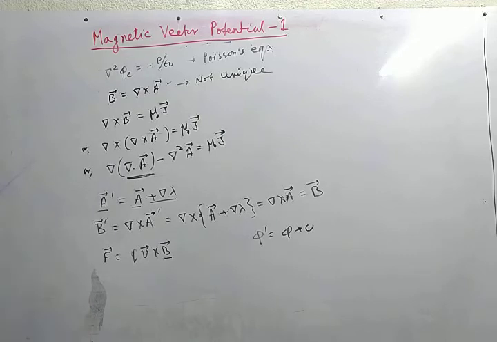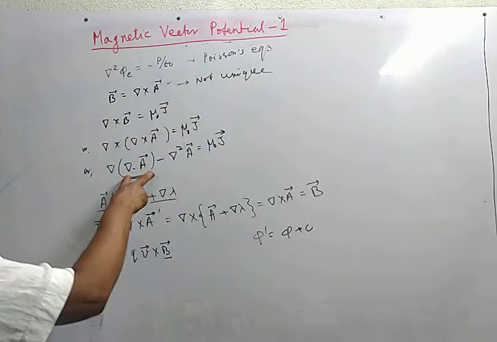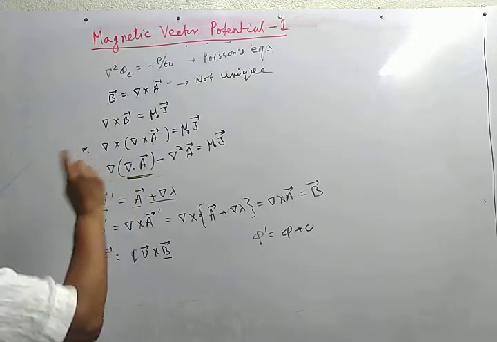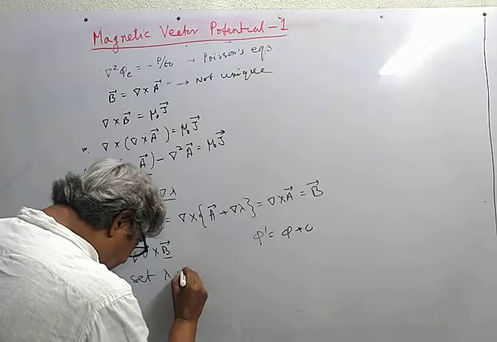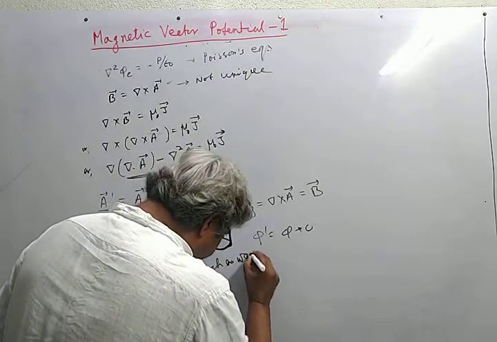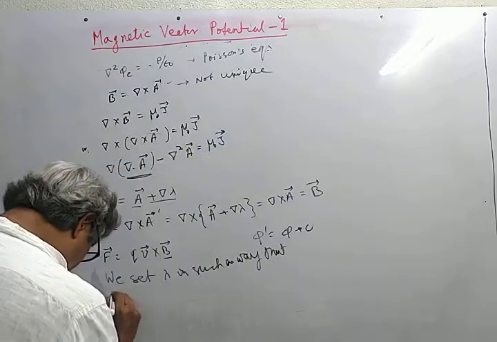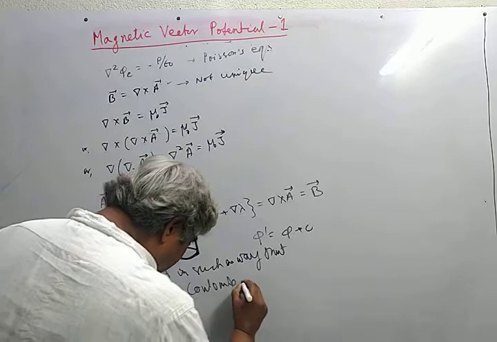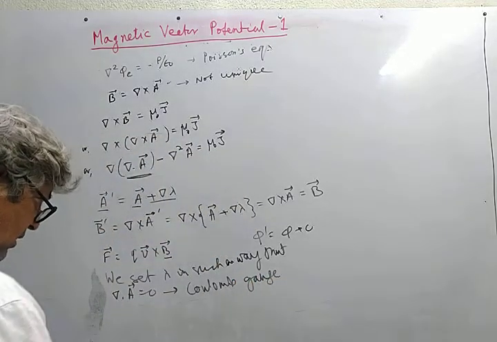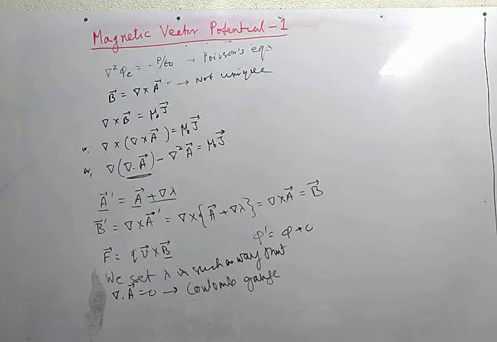So there are infinitely many choices of lambda. The requirement is that lambda must be well behaved and differentiable. If we choose that value of lambda which makes the divergence of A prime zero, and we call that A prime as A, so we can set divergence of A equal to 0. This is called the Coulomb gauge condition. So we set lambda in such a way that divergence of A is equal to 0. This is a condition known as the Coulomb gauge condition, which simplifies the mathematics drastically.